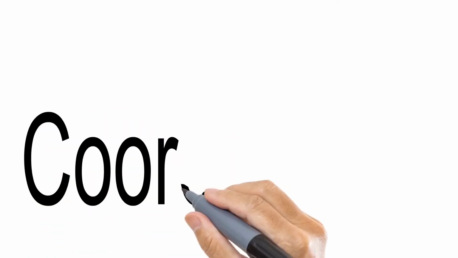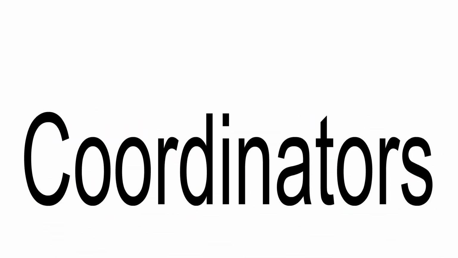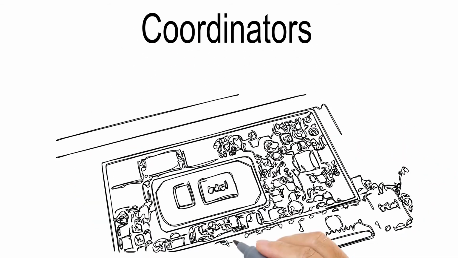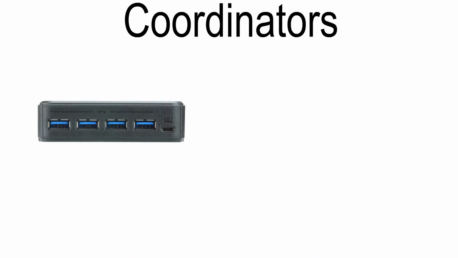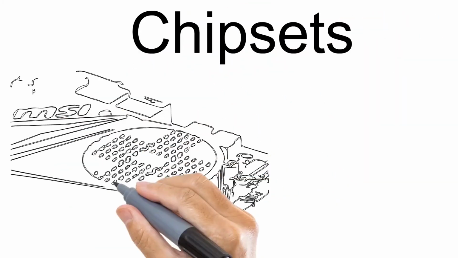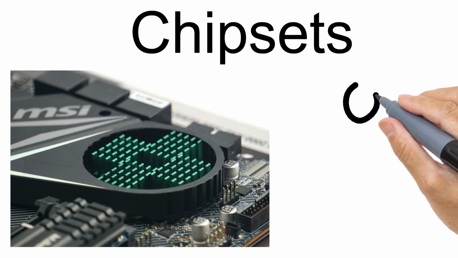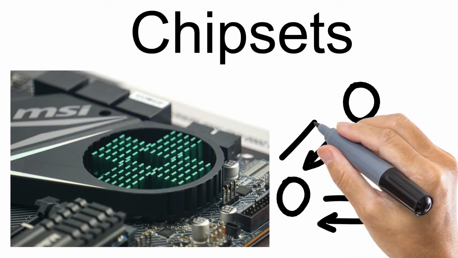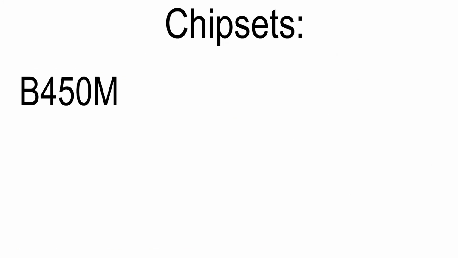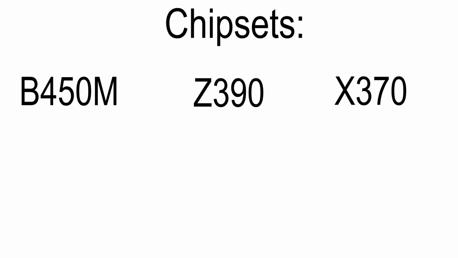Now let's talk about coordinators. All the main components of a computer need some media to be coordinated and function. Coordinators are those media that get this job done. Some coordinators are USBs, buses, chipsets, etc. A chipset is basically a microprocessor chip that coordinates and controls the functioning of the main components of a computer. Different kinds of chipsets support different kinds of processors and respective components. Some examples are B450M, Z390, X370, Z590, etc.